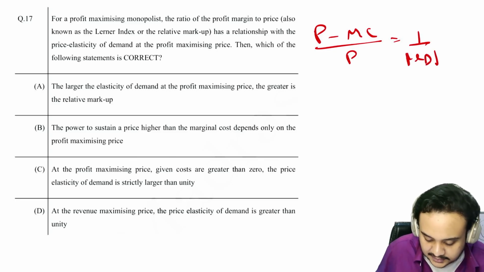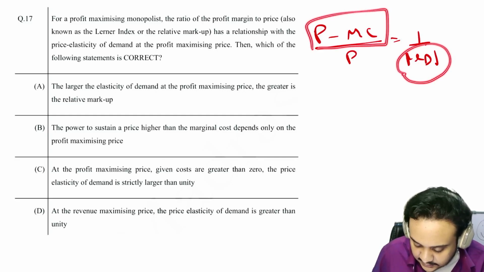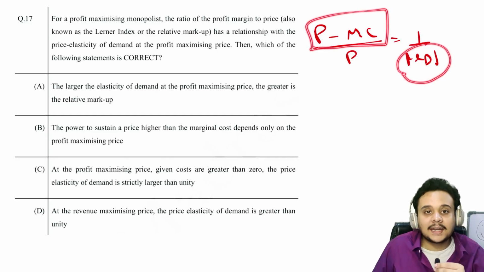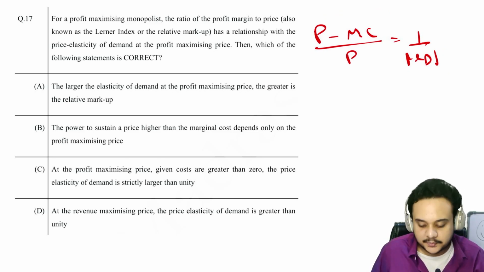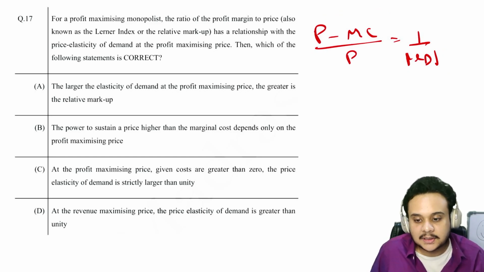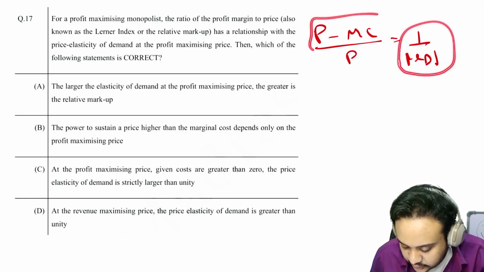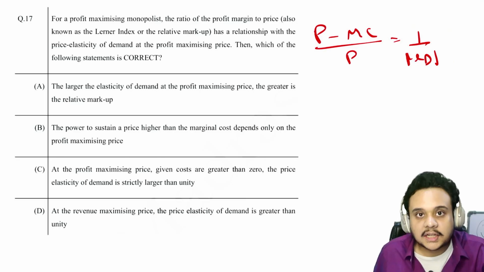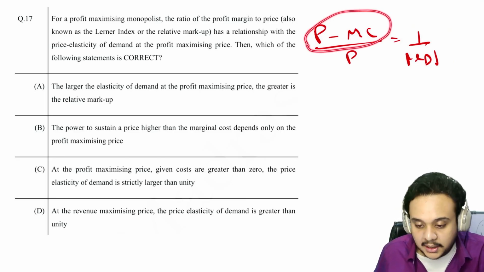So the first statement is saying that the larger is this value, the larger is going to be this value. Do you think that is true in any universe? Do you think that can be possible? That is absolutely impossible, because this value is the inverse of this. So the greater the price elasticity of demand, the smaller will be the markup.